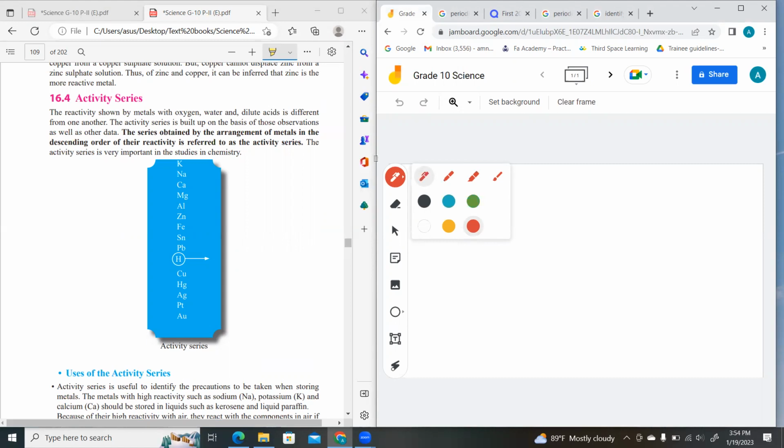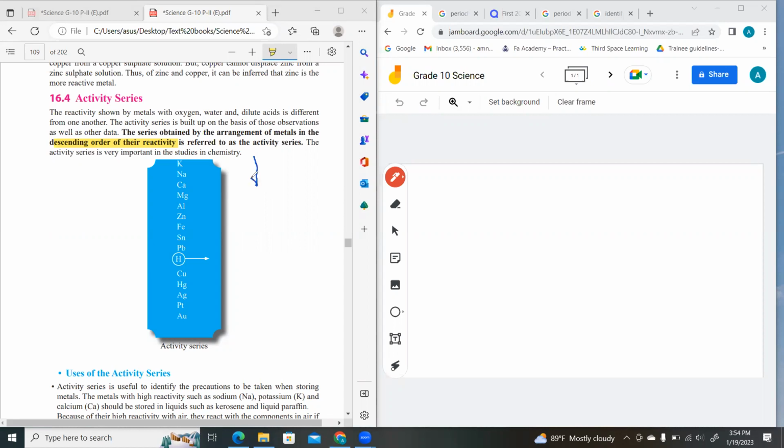Activity series means we will have this board in industries also, where we produce metals. Usually they will have this activity series put on a board because they need to check the reactivity of those elements always. So this is very important when you learn about industrial chemistry. So here you will be learning the series obtained by the arrangement of metal in the descending order of their reactivity. Why do they say descending order? Because the most reactive elements will be on top, right?